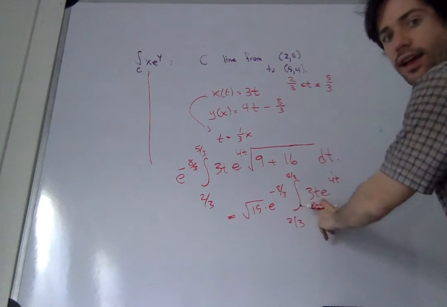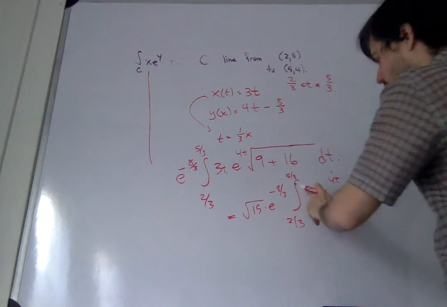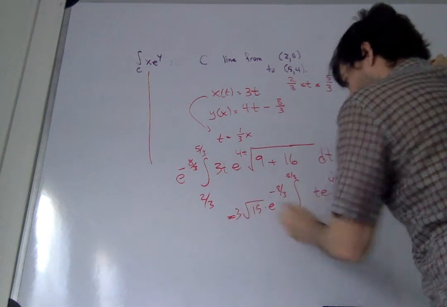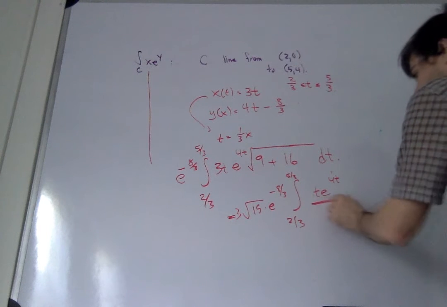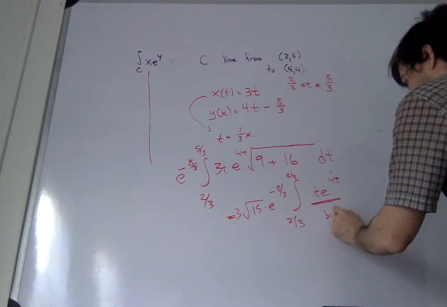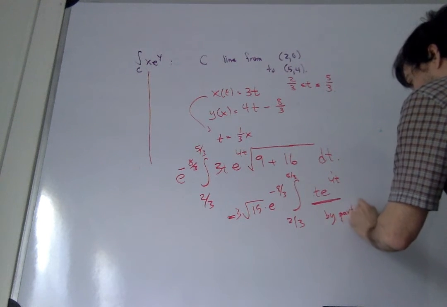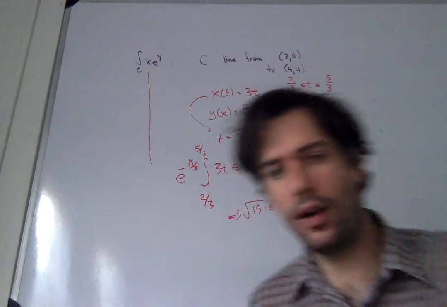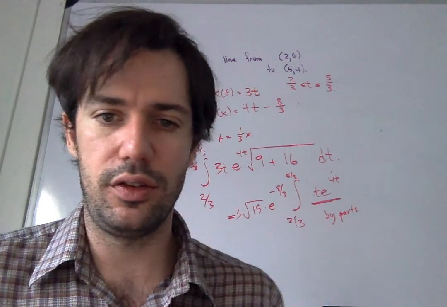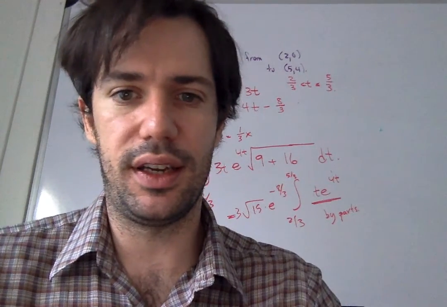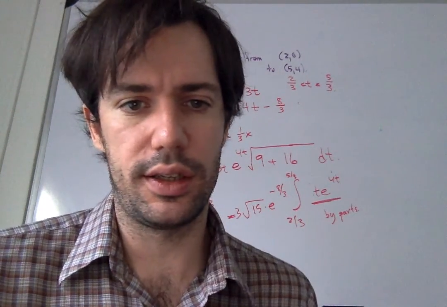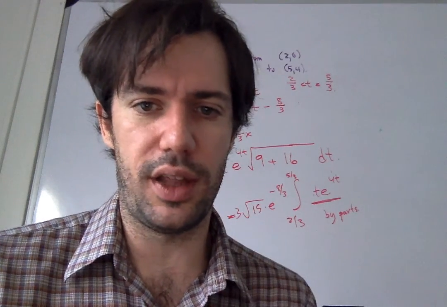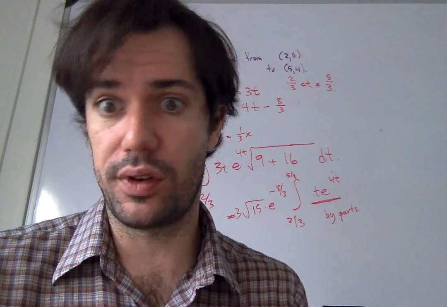Well, I can again pull the 3 out. And this right here I do by parts. Okay? So not very fun. I don't want to do it. This isn't a Cal 2 course, but that's basically it. I kind of drew this example out a little long, and it's really not that difficult, but hopefully that was clear. You should be able to do it in principle. Okay?